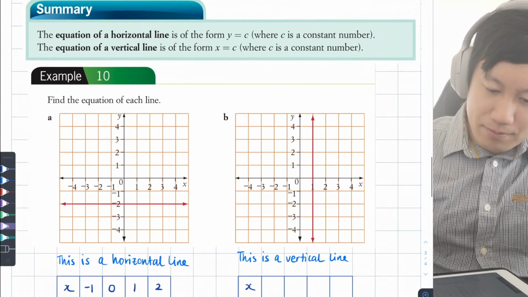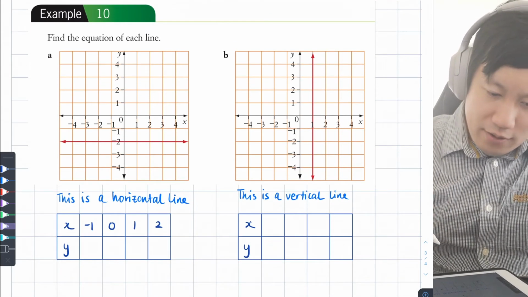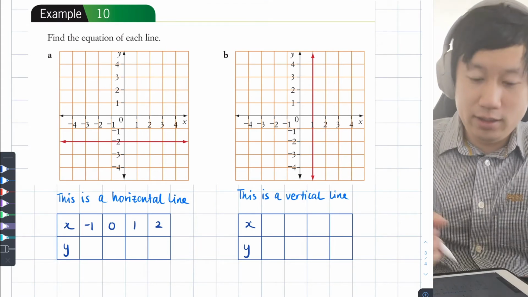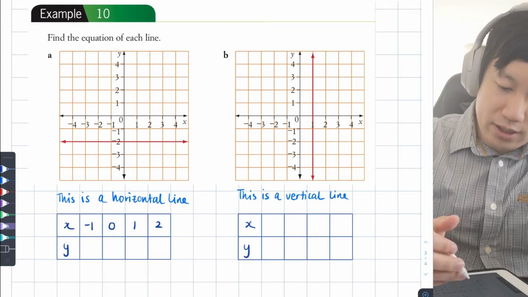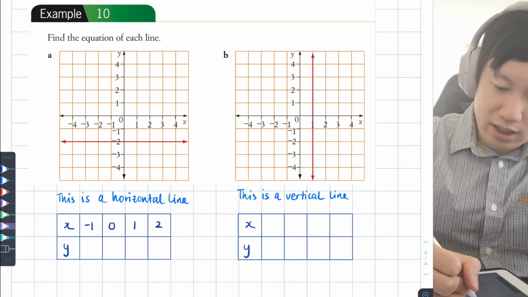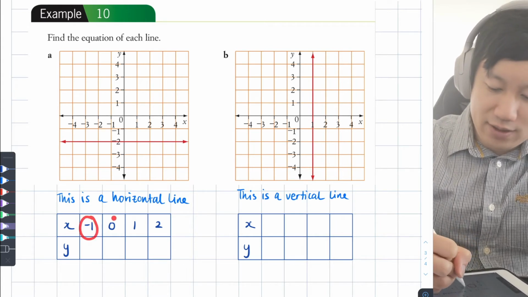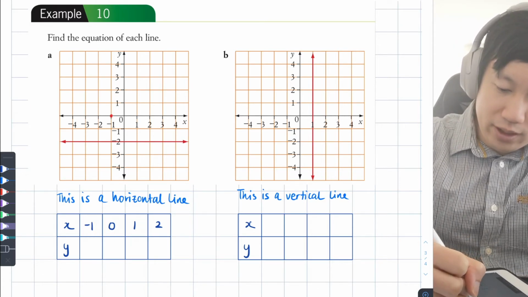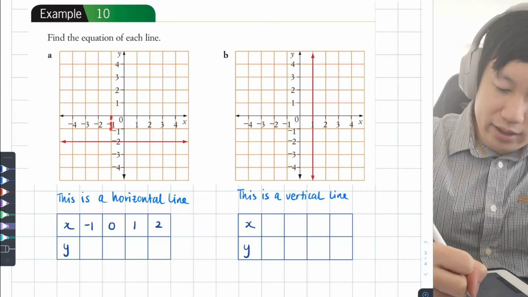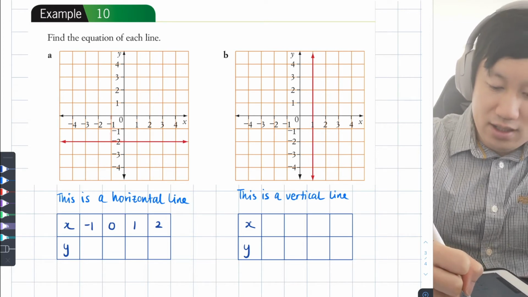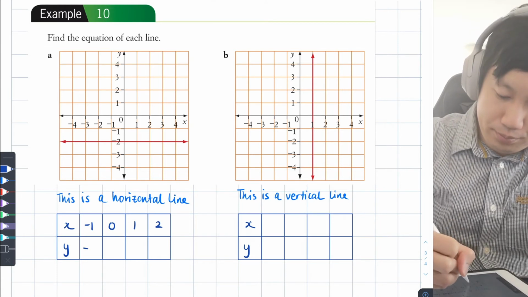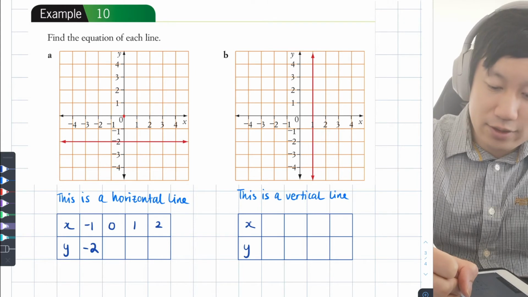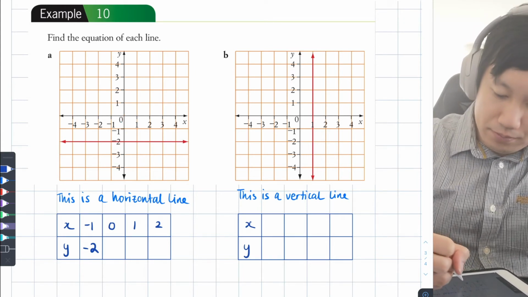You have to write that down after. But find the equation of each line here. So this is a horizontal line, obviously, for part A. And we're just going to have a look at the y values for each x value here. So I've written down x values of -1, 0, 1, and 2. Let's find x as -1 right there. And if we analyze the y value, that is indeed -2. And then when we find out what the y value is for x equals 0, it is also -2.